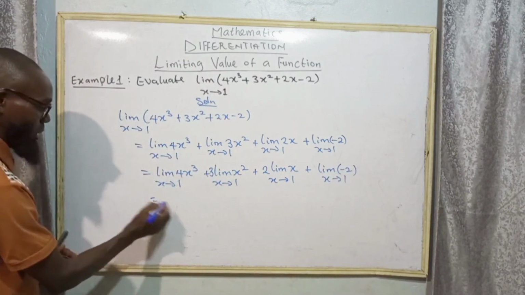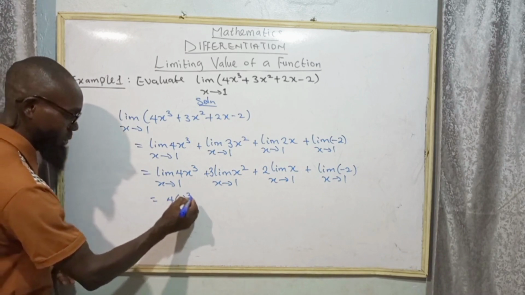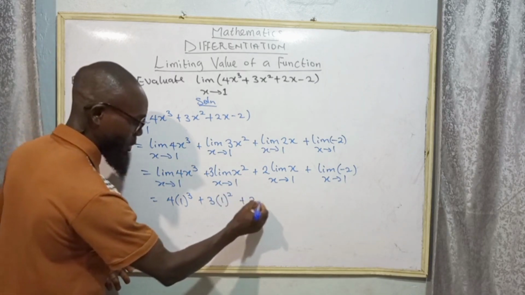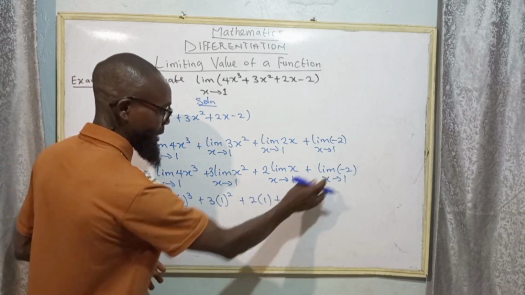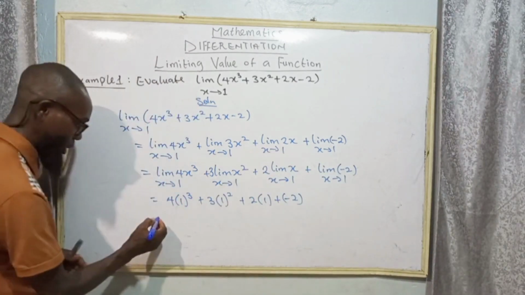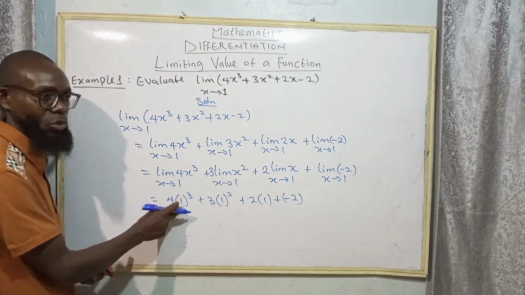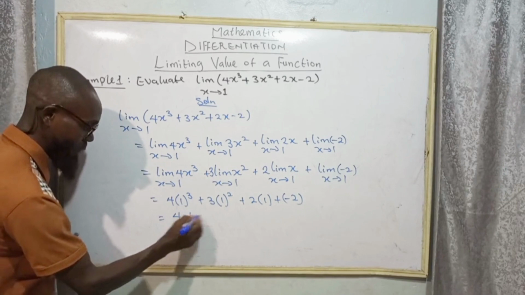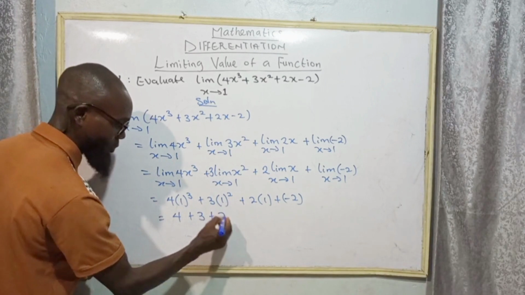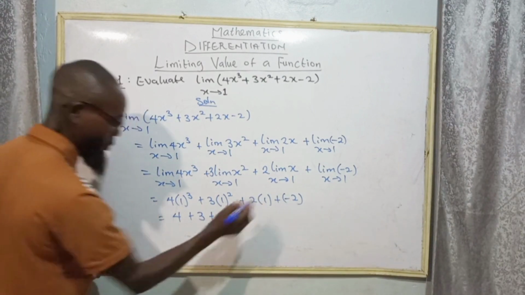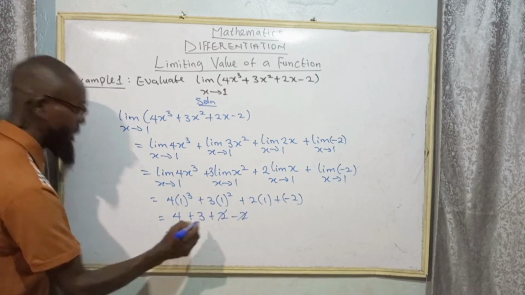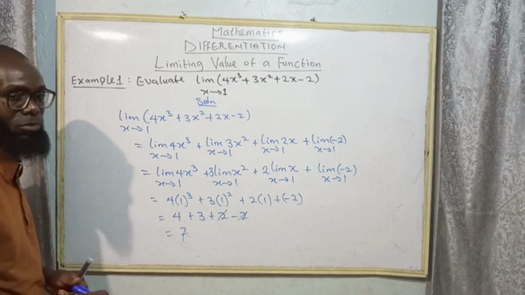So we introduce our 1. So we have 4 times 1 cubed plus 3 multiplied by 1 raised to power 2 plus 2 times 1 plus the limit of a constant equals that constant, minus 2. So here 1 in 3 places, 1 times 1 times 1 gives us 1, times 4 we have 4, plus 1 in 2 places gives us 1, times 3 we have 3, plus 2 times 1 we have 2, plus times minus we have minus 2. So plus 2 minus 2 cancelled. Then 4 plus 3 we have 7. So this limit gives 7.